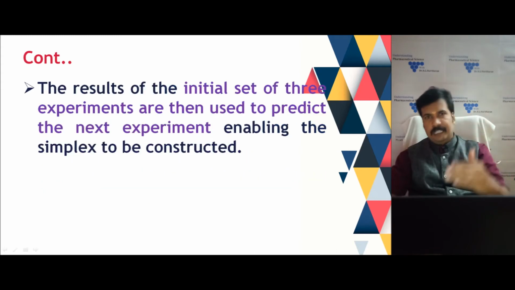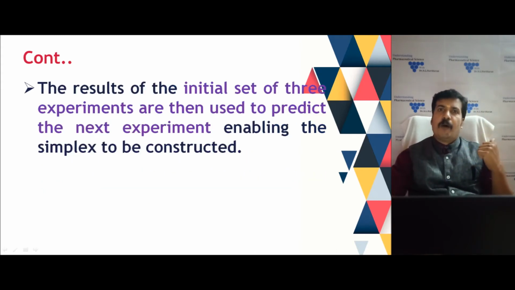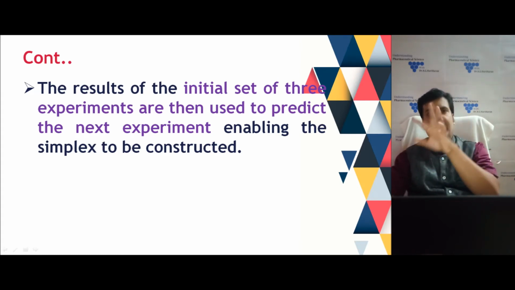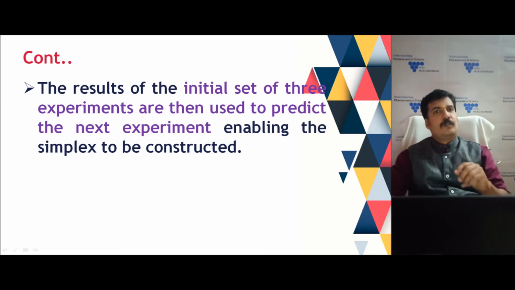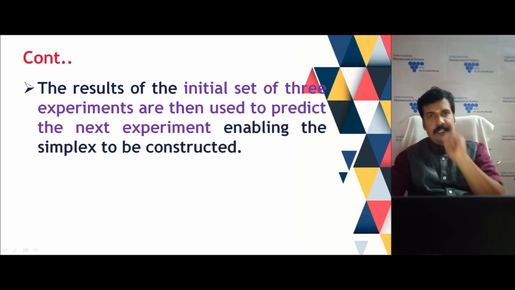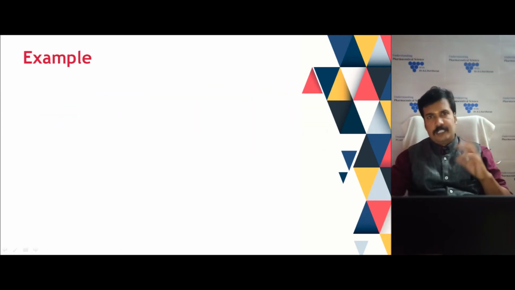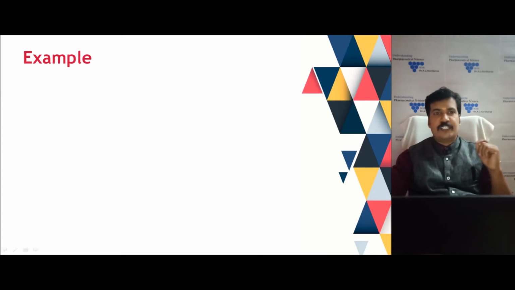So by using this simplex, through reflection, we can optimize it very easily. This technique works on the principle that based on the first simplex, we can identify a new experimental condition. This will continue until an optimized level is reached. I will show you how this simplex has been constructed in a series and how the optimized condition is reached.